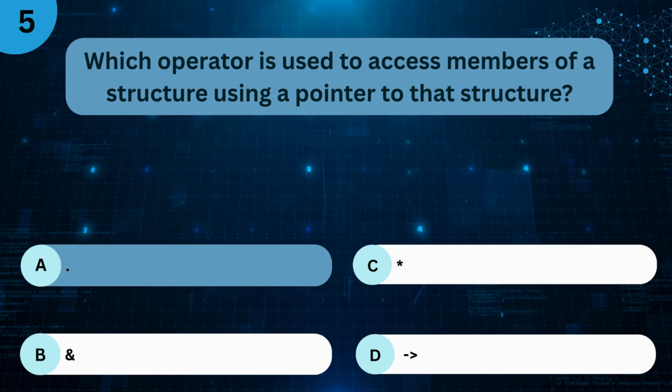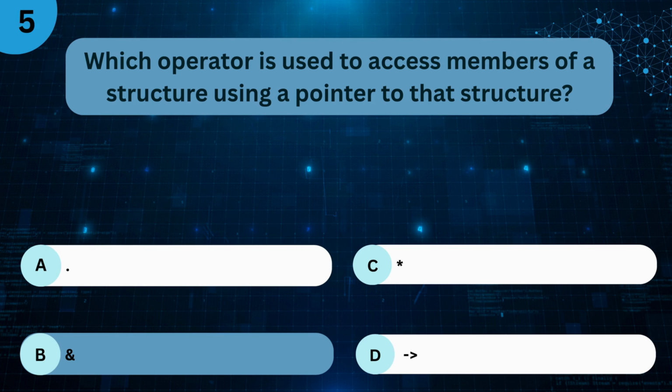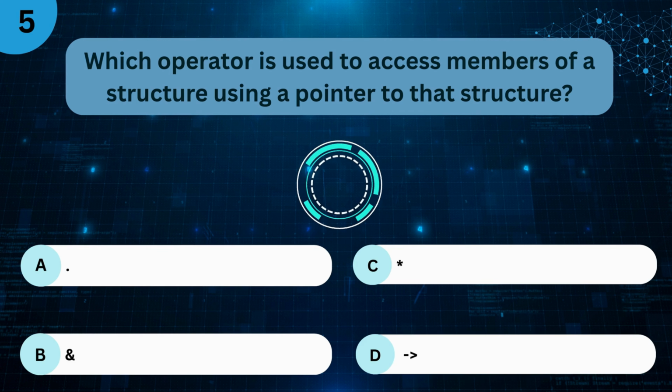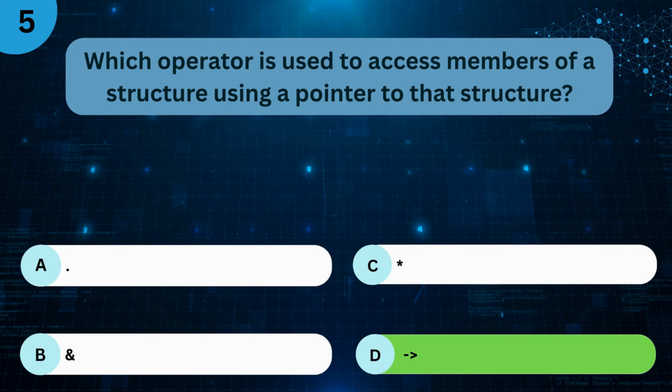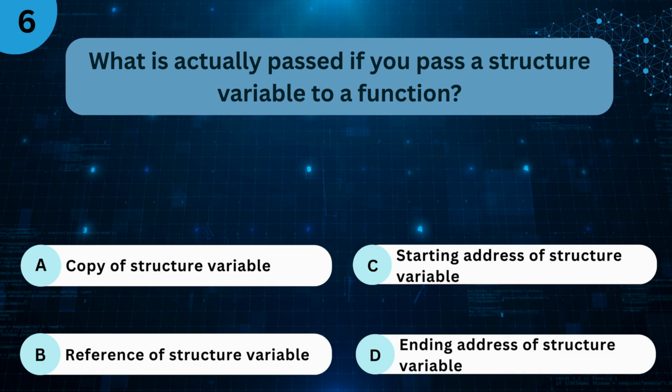Which operator is used to access members of a structure using a pointer to that structure? A. Dot operator. B. Address of operator. C. Dereference operator. D. Arrow operator. The right answer is D. Arrow operator.